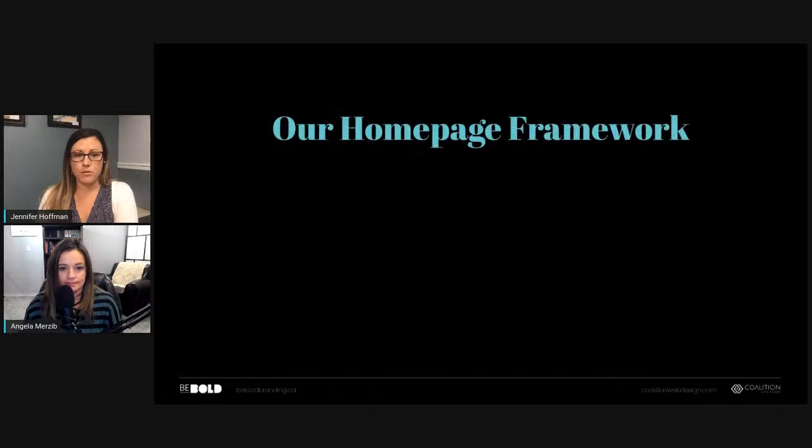So we're going to walk you through now the framework that we use for homepages for our clients when we're working with them. Not every website has to have every section. This is just a framework. It's just a guide. It doesn't have to be perfectly in this order. It doesn't have to have every single section for every client, but it's just something to start with. So hopefully this will give you some guidance as you're working on your website.